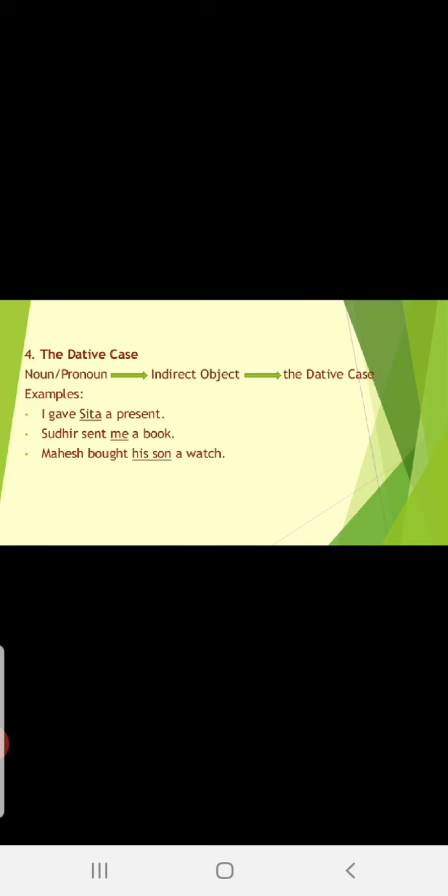That is dative case. Sudhir sent me a book. Okay, that me is indirect object. So, that is in dative case. Mahesh bought his son a watch. Mahesh bought a watch. Direct object is a watch. Now, his son is indirect object and that speaks about the dative case. Dative case, indirect object. Fine.